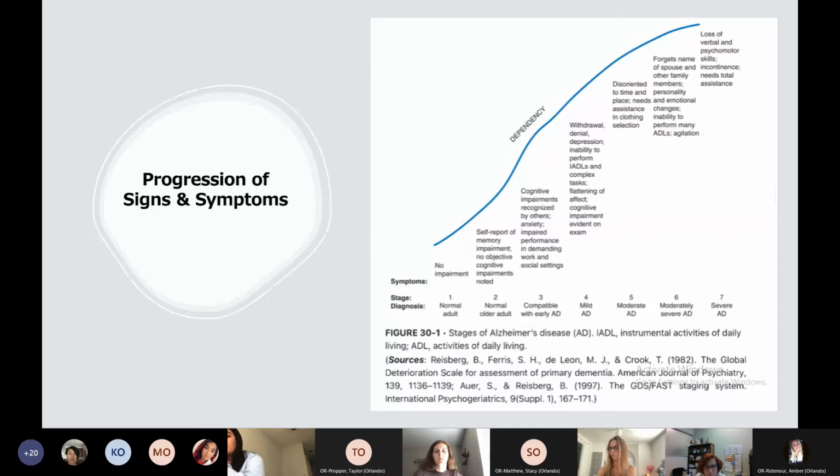And here's just a chart that shows those progressions of signs and symptoms. And this is actually in our book, but I really like this because it breaks it down in terms of being able to compare like normal baseline versus like beginning Alzheimer's and just the different phases. So you can see as those keep worsening, how the patient becomes more dependent and loses more functions.